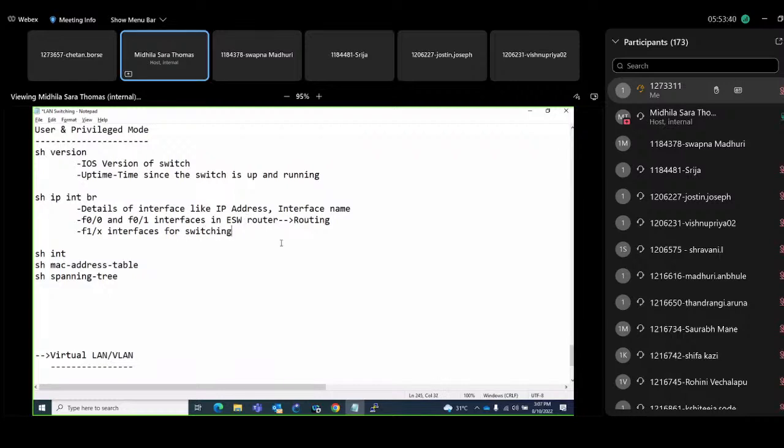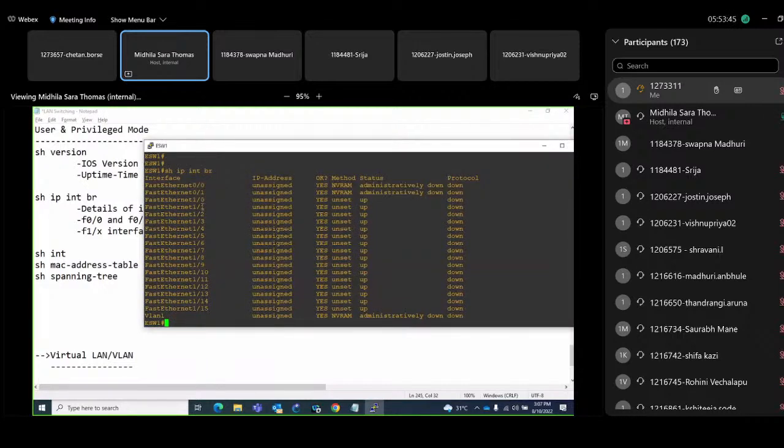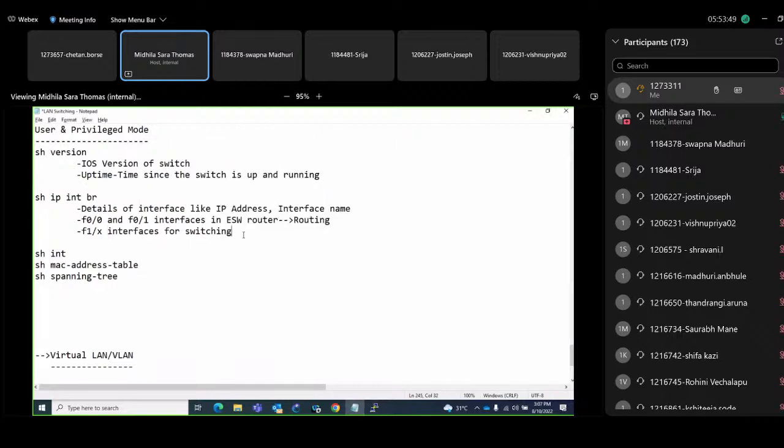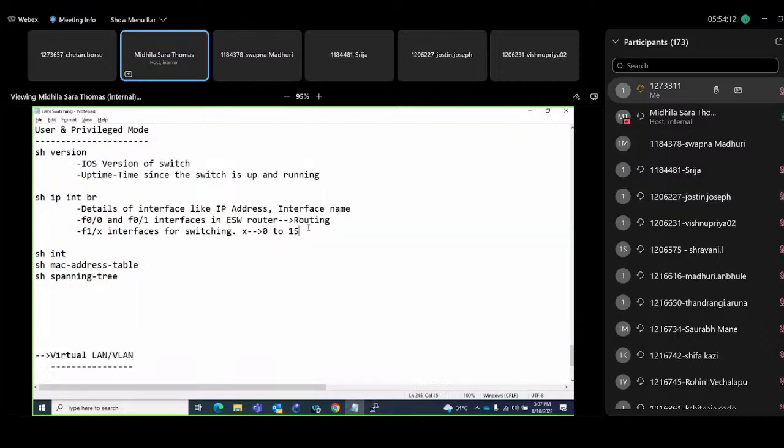Is there an interface called F1/X? No. What I meant is F1/0, F1/1. X means 0 up to 15. X ranges from 0 to 15, number, what I meant. So you are using F1/ whatever be the numbers. And VLAN we will see later. VLAN, that is what we are going to see later.